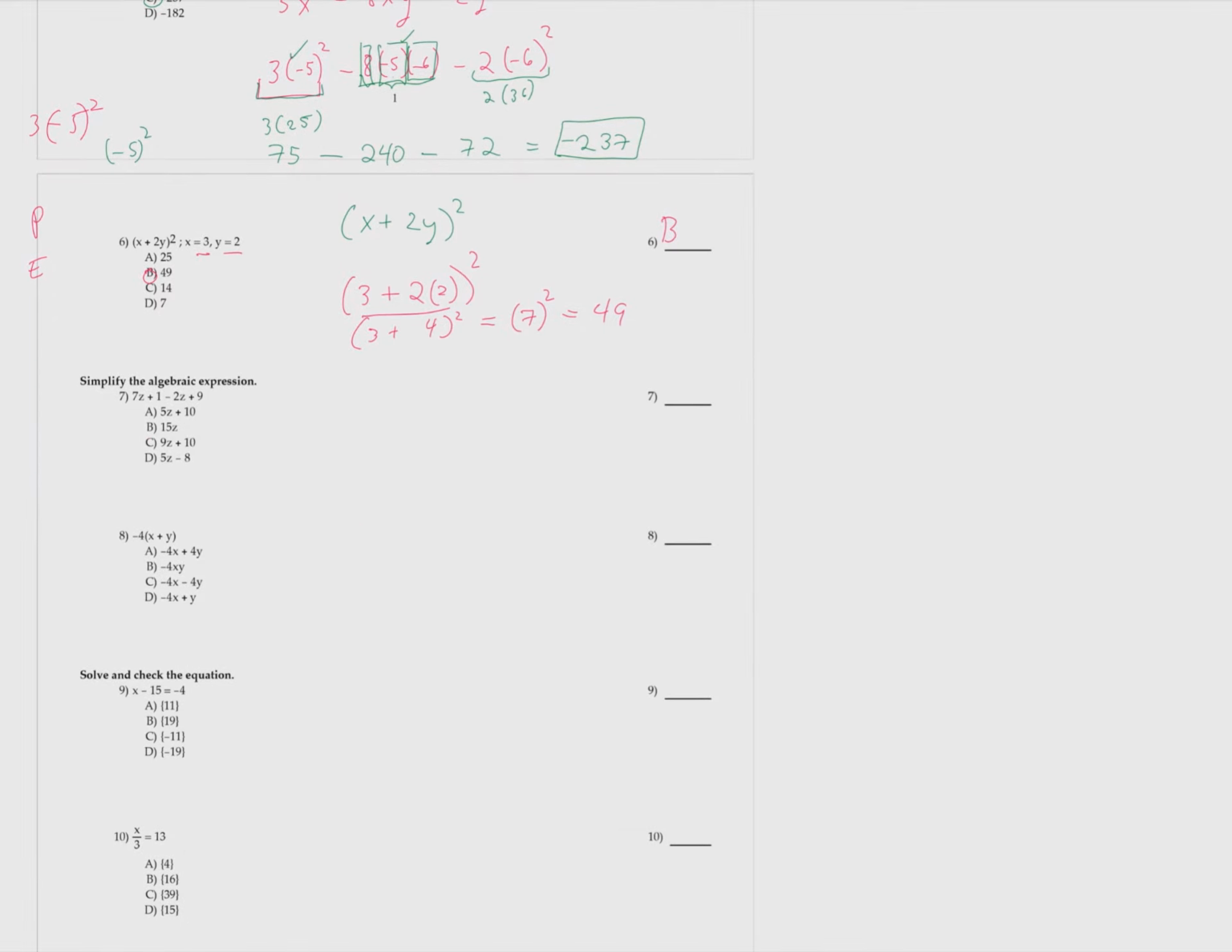So for number 7 and for number 8, all you're asked to do is to simplify. You're not asked to solve. You're not asked to do anything except to just combine like terms or distributive property or whatever you need to do to simplify. So for number 7, here we're going to combine like terms.